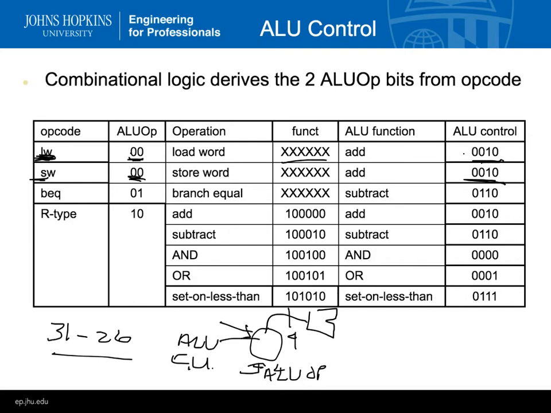If it's a branch on equal, we send in a 1 to tell it we don't care what the function code is, just send a subtract. If it's R-type, we're going to send in a 1, 0. That was a few slides ago. And that's telling it, look at this other input, which is that function code field. So if your input is 1, 0 from ALU op, and this is the function code from the instruction, then it's an add, and so on.